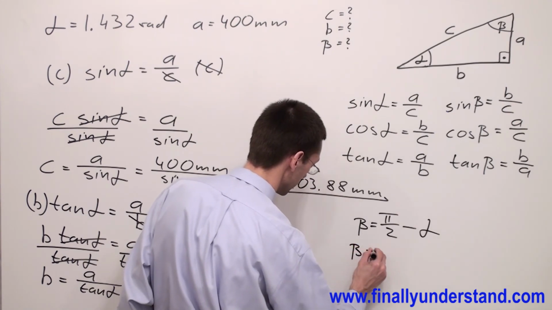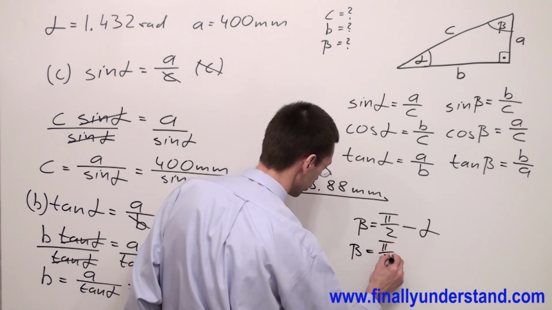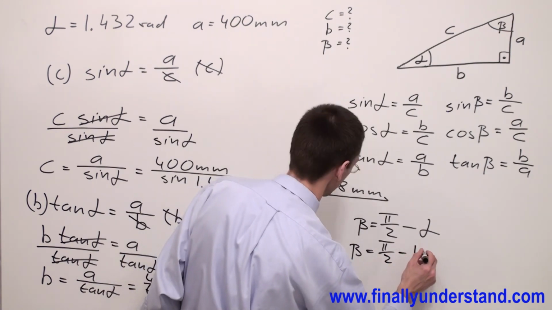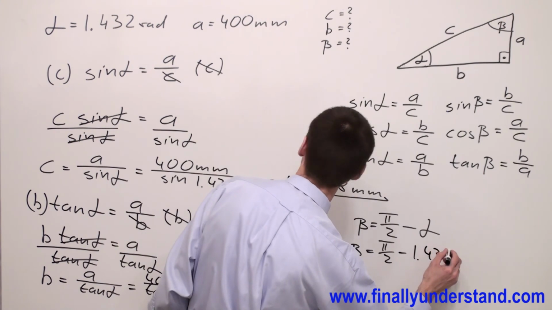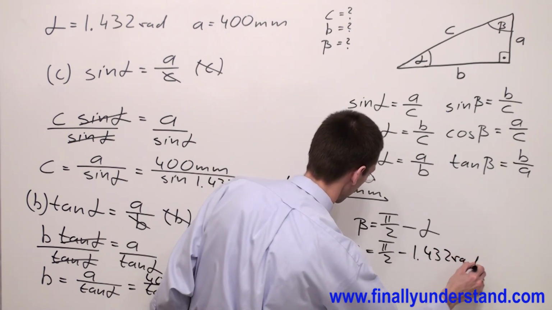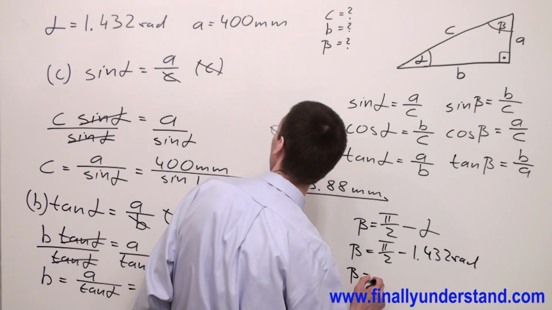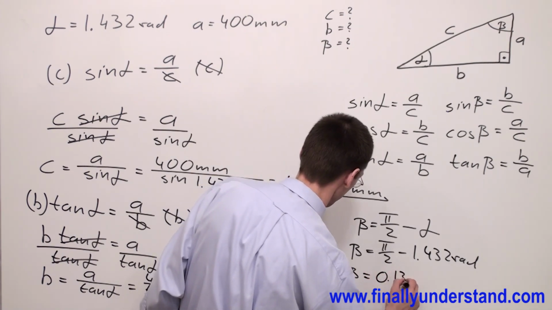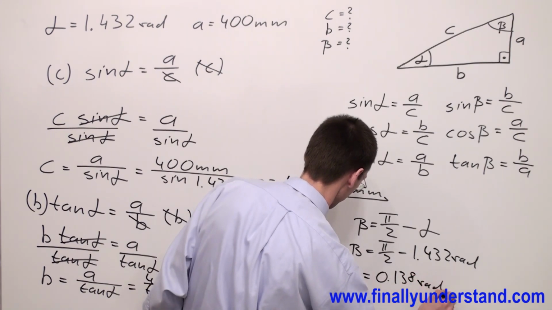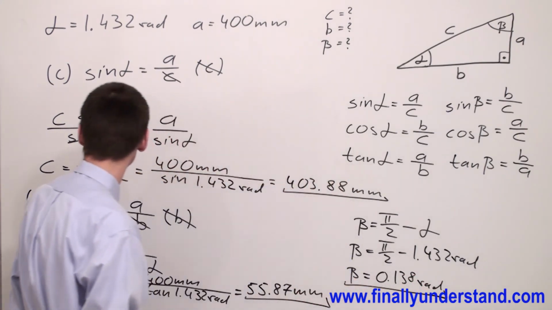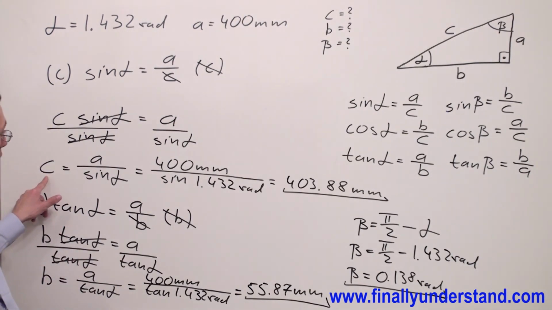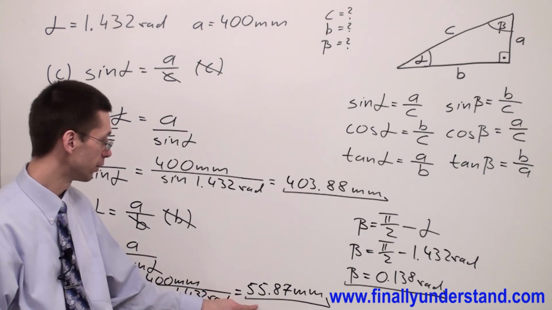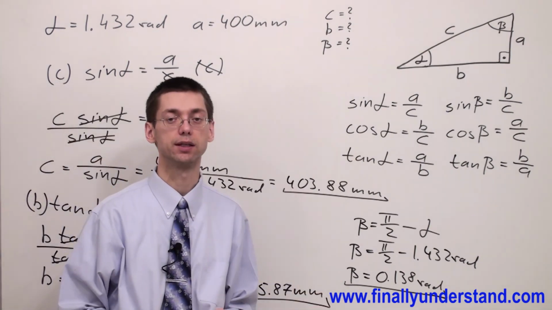So I have beta is equal pi over 2 minus 1.432 radians. So beta is equal 0.138 radians. Please notice that we found the length of side C, we found the length of side B, and we found angle beta, so we can say that the problem is solved.